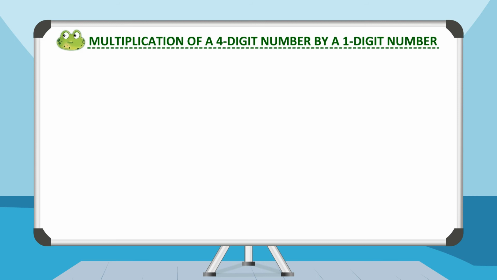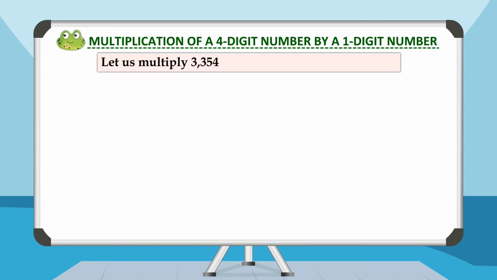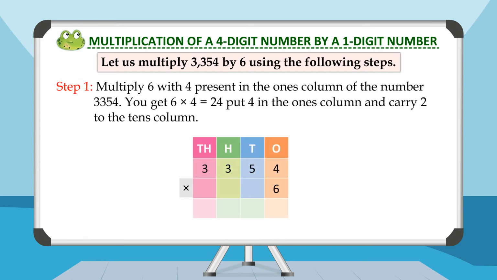Multiplication of a 4-digit number by a 1-digit number. Let us multiply 3,354 by 6 using the following steps. Step 1. Multiply 6 with 4 present in the ones column of the number 3354. You get 6 into 4 is equal to 24. Put 4 in the ones column and carry 2 to the tens column.